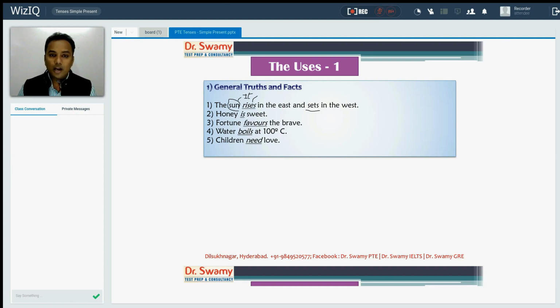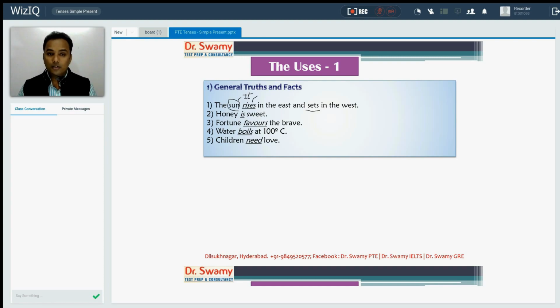So honey is sweet. So again here the verb in the first form. Fortune favors the brave. So fortune is singular. So we have added s to the verb, that is favors. It has become, and then water boils at 100 degrees centigrade. So this is a universal fact.